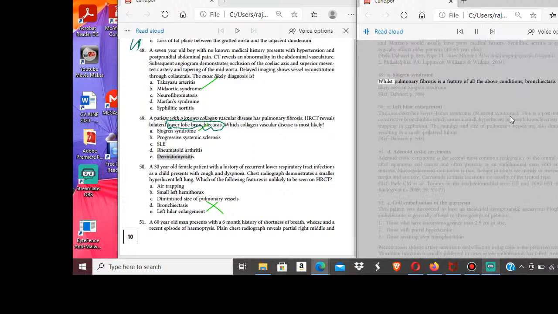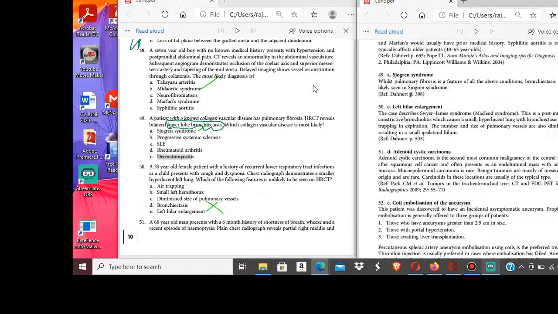49. A. Sjogren's syndrome. Whilst pulmonary fibrosis is a feature of all the above conditions, bronchiectasis is most likely seen in Sjogren's syndrome. Ref. Dähnert.